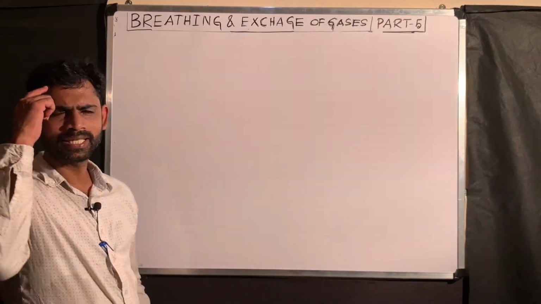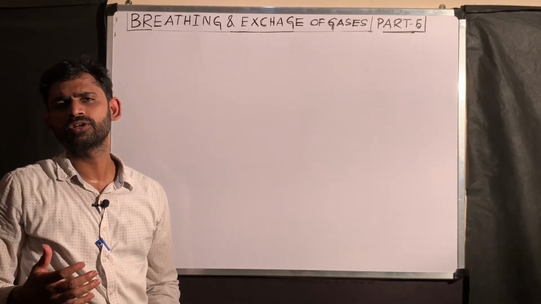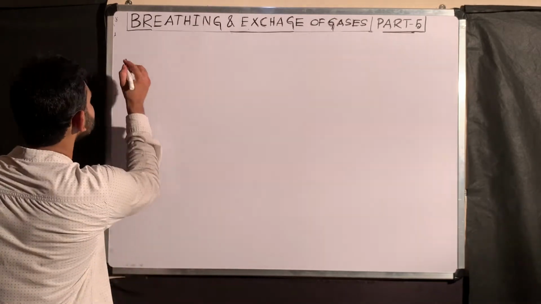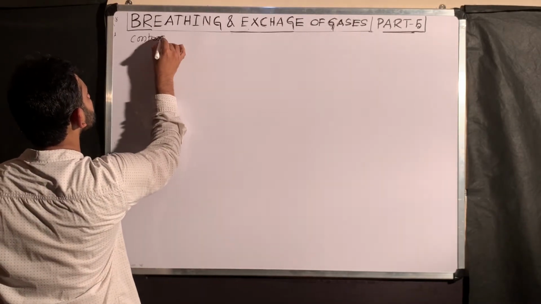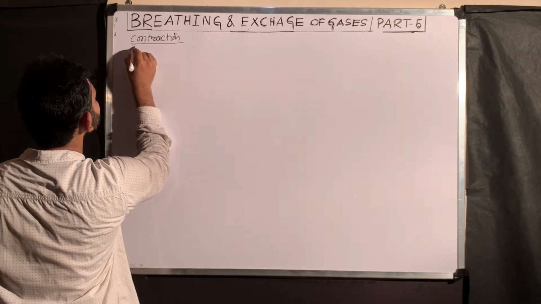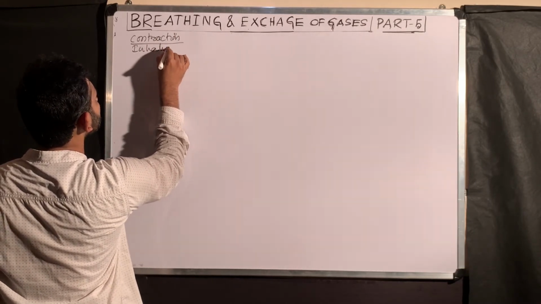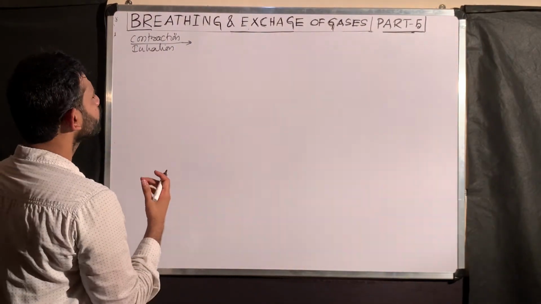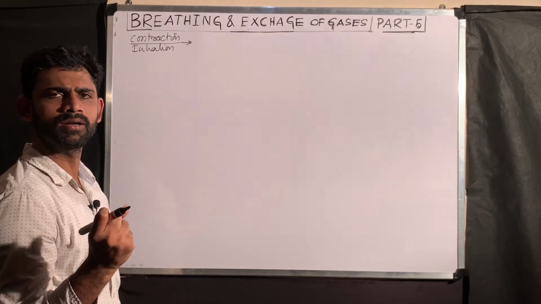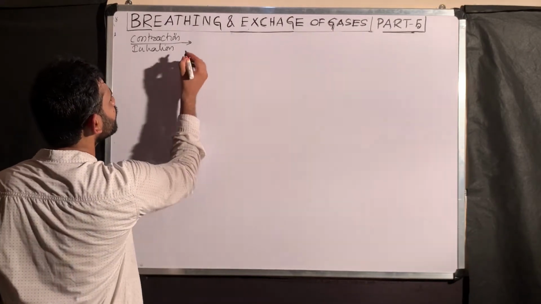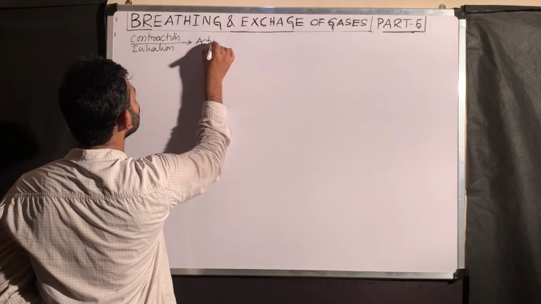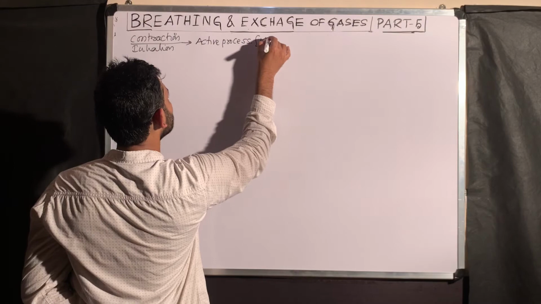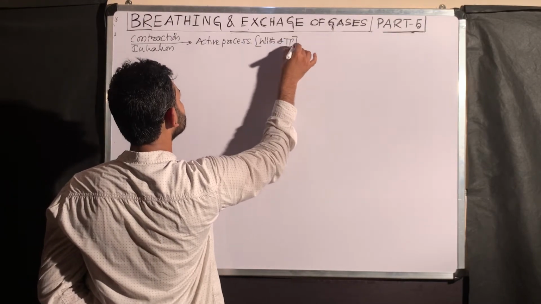As I said, inhalation involves the contraction of the diaphragmatic muscles and the external intercostal muscles. Inhalation involves the contraction of different types of muscles, as I already said. Because muscle contraction requires energy, inhalation is an active process. What is the meaning of active process? It occurs with the involvement of ATP.